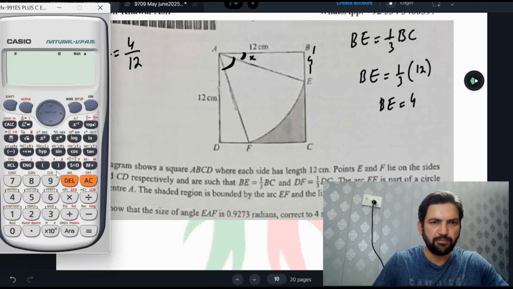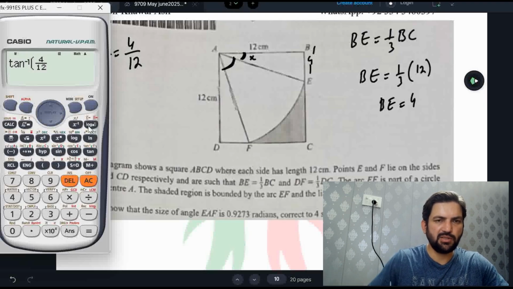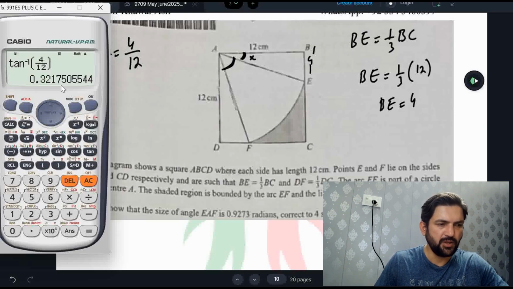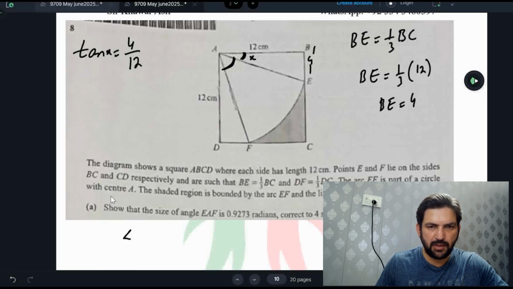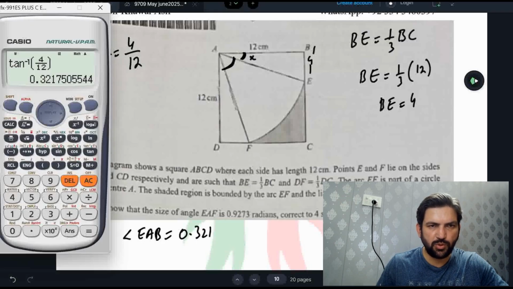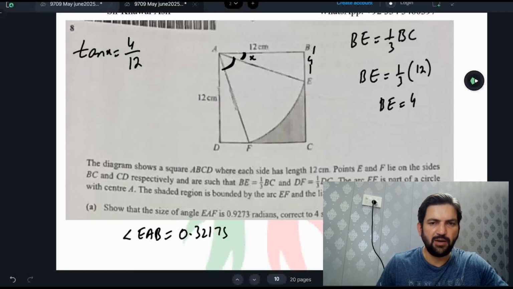So this will be shift tan inverse of 4 divided by 12. So this will be equal to 0.3217, so angle EAB will be equal to 0.32175. I will try to take as many values as I can.